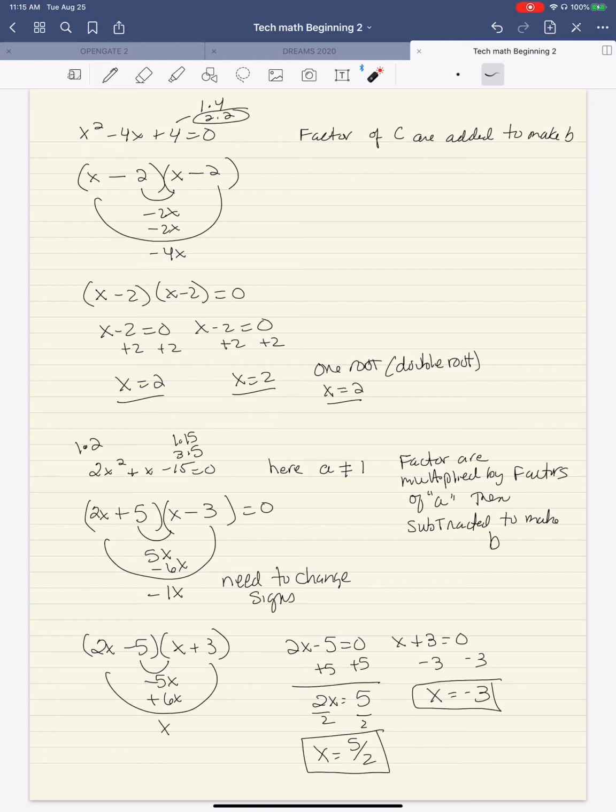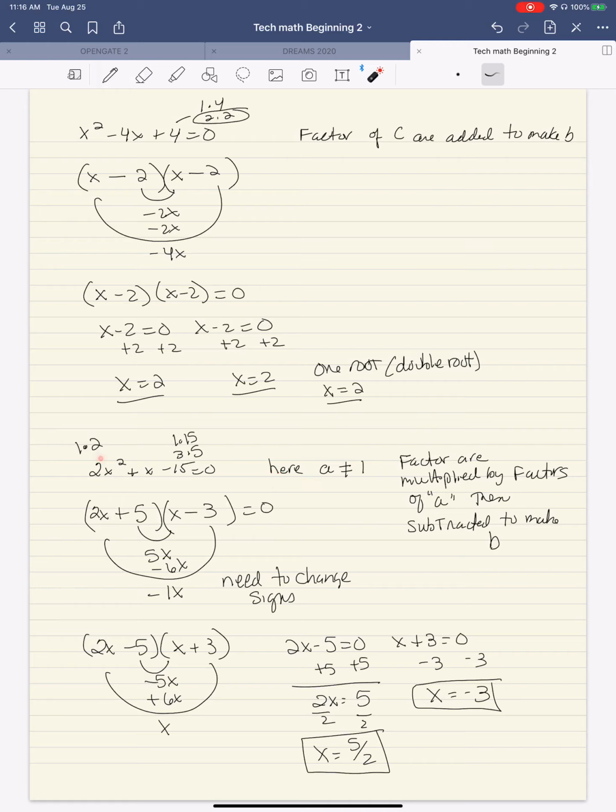So minus 2x adds up to make a minus 4x. And now, because it's equal to 0, do the zero products rule. So x minus 2 equals 0, x minus 2 equals 0, add 2, add 2. Notice how you get the same answer. You don't write it twice. It's just one root. It's a double root. It's just 2. Let's take a look at one where a is not a 1.